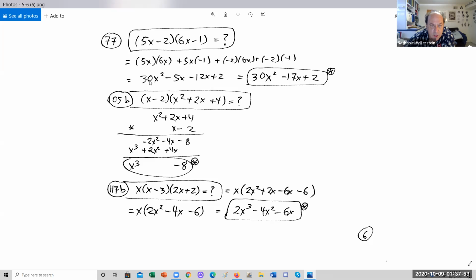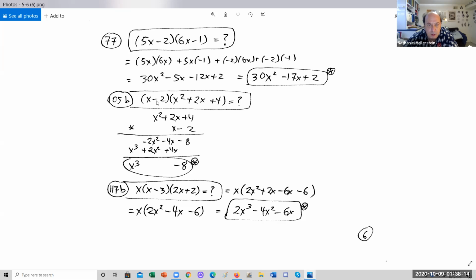5x times 6x, 30x squared. 5x times minus 1 is a minus 5x. Minus 2 times 6x is minus 12x, and minus 2 times minus 1 is plus 2. These middle two terms, minus 5x minus 12x, combine to negative 17x. So 30x squared minus 17x plus 2.